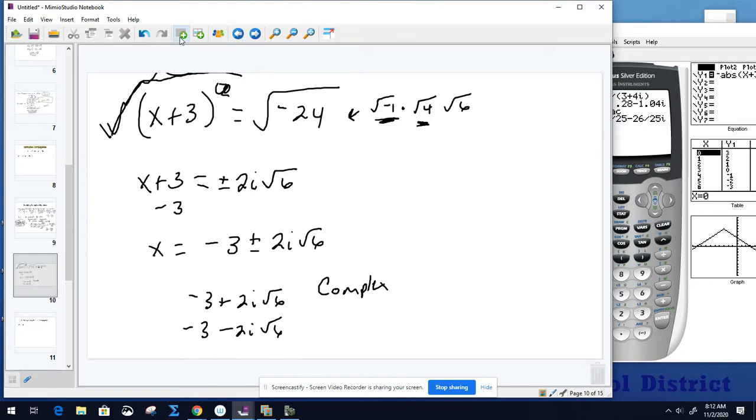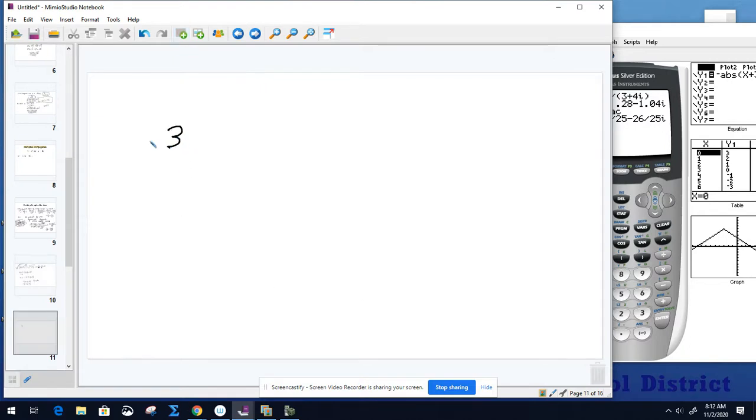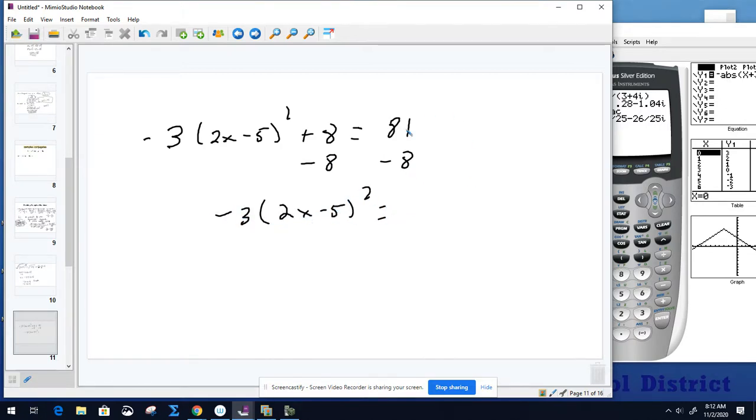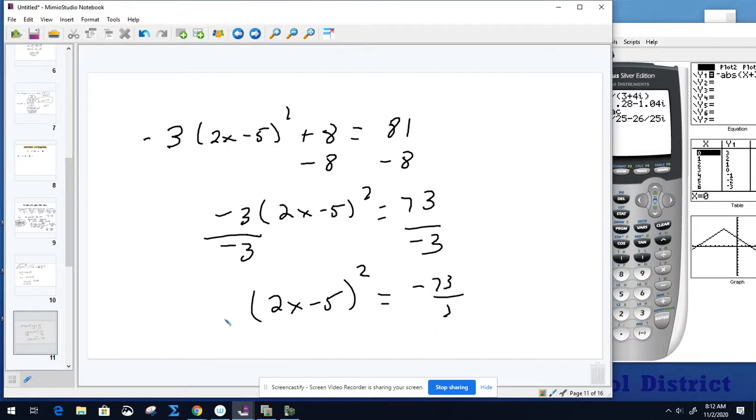Now, these problems can get a little bit more challenging. They can look like this. Okay, negative 3 times 2x minus 5 squared plus 8 is equal to, let's just say, and I'm making this up, 81. Well, how would you do this? You would subtract 8. That would give you negative 3 parentheses 2x minus 5 squared equals 81 minus 8 is 73. And then I would divide by negative 3. So now I'd have 2x minus 5 squared equals negative 73 over 3. And then here I would square root both sides and go through solving that.